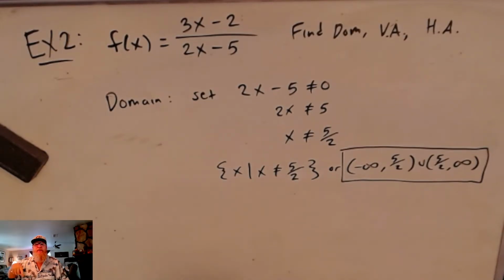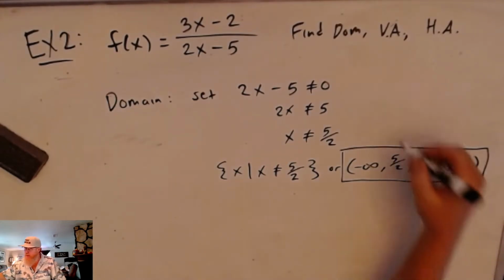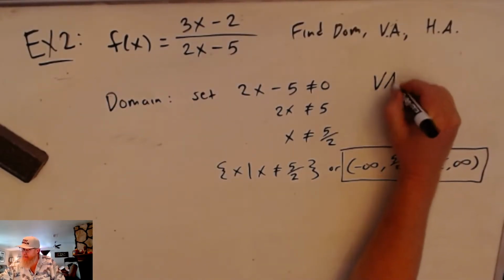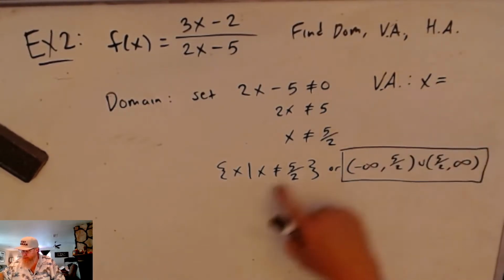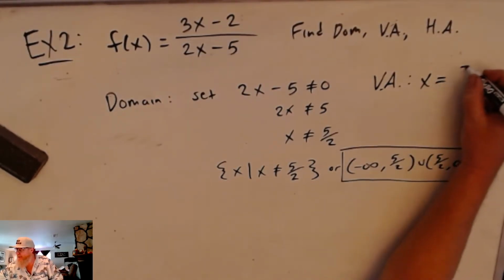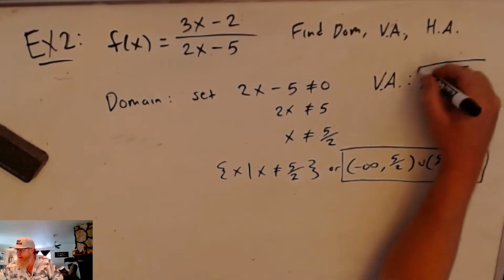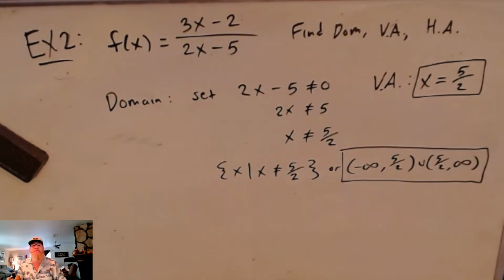All right, remember you get the buy one, get one free, so you also get the VA. The VA is an equation. You just remove the not equal to, and you say x is equal to 5/2. So there's your vertical asymptote.